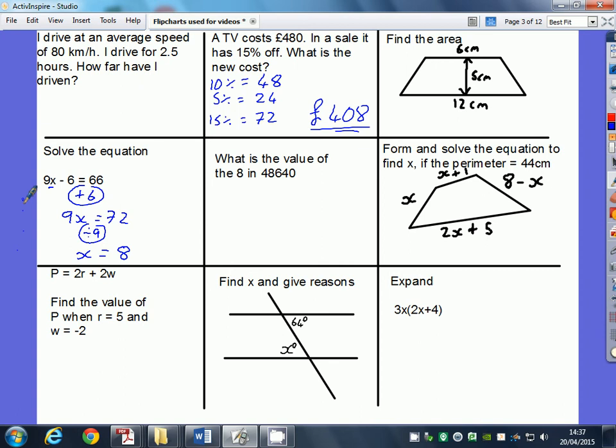Question number 5 is a guaranteed question somewhere along the line in the foundation paper. What is the value of the 8 in 48,640? It's in the thousand column, so the value of the 8 is 8,000. Okay, so expect that sort of question. They always have one. If we were finding the value of the 6, it would have been 600. The value of the 4 at the beginning would have been 40,000, and so on.